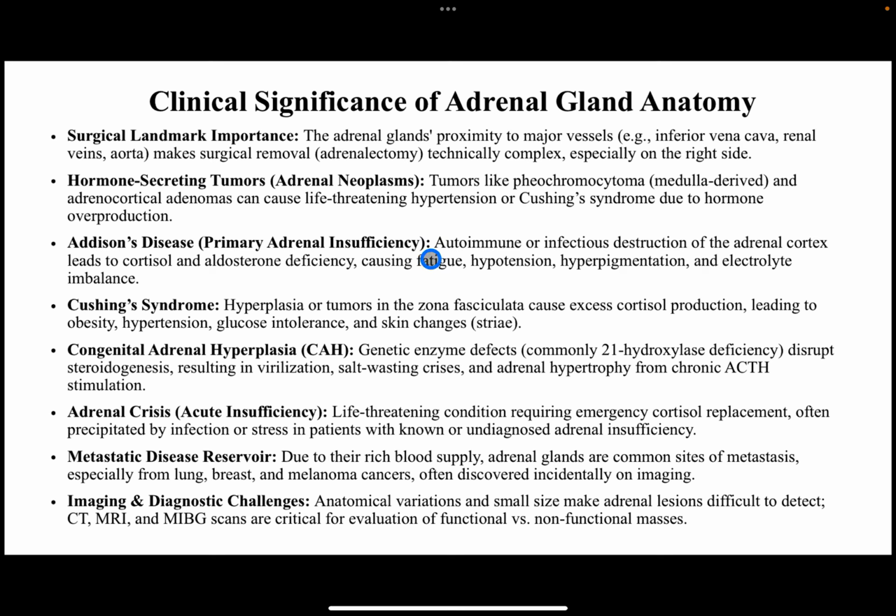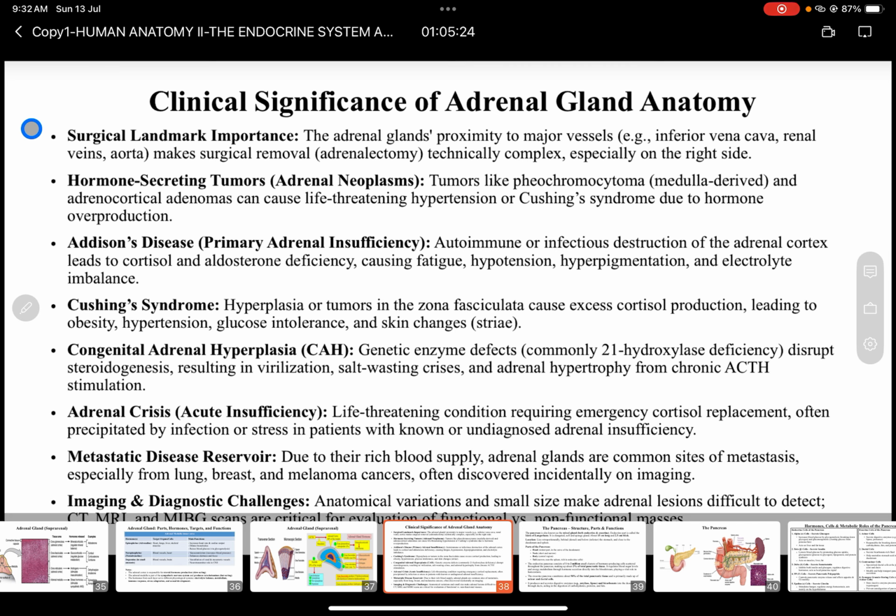Okay, so it's more like the zona fasciculata of the adrenal gland is not producing its hormones sufficiently. So in this condition, there is damage to the adrenal cortex. The adrenal gland, specifically the cortex, is underworking. In such a situation, this patient is going to experience chronic fatigue, muscle weakness, weight loss, and hyperpigmentation of the skin.